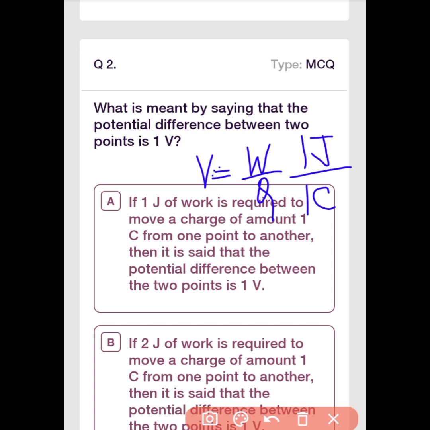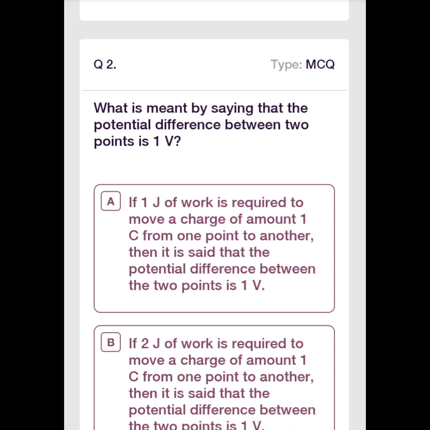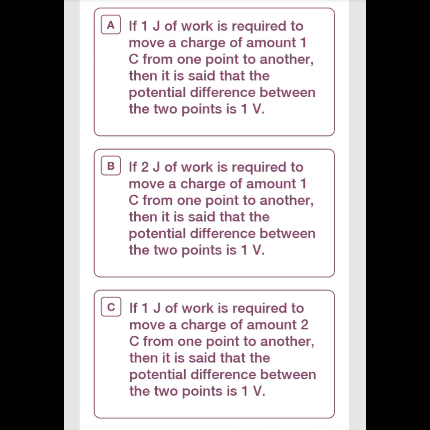So when 1 joule of work is done in moving a charge of 1 Coulomb from one point to another, then we can say that the potential difference between the 2 points is 1 volt. So it is option A. Whereas in the second option they have given 2 joule. No, it's not the correct answer. So the correct answer is option A.